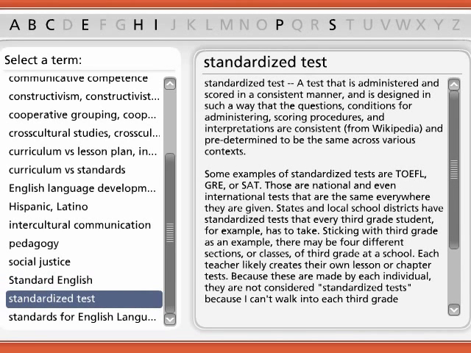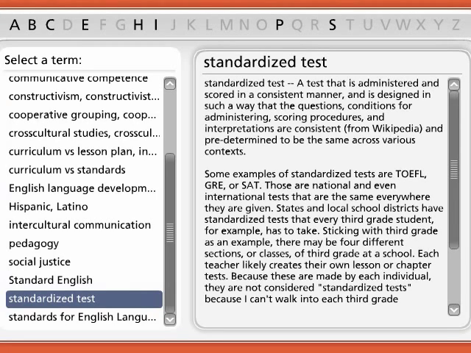Standardized test. A standardized test is a test that is administered and scored in a consistent manner and is designed in such a way that the questions, conditions for administering, scoring procedures, and interpretations are consistent and predetermined to be the same across various contexts. Some examples of standardized tests are the TOEFL, GRE, or SAT. Those are national and even international tests that are the same everywhere they are given. States and local school districts have standardized tests that are, for example, given to every third grade student at the end of the year.